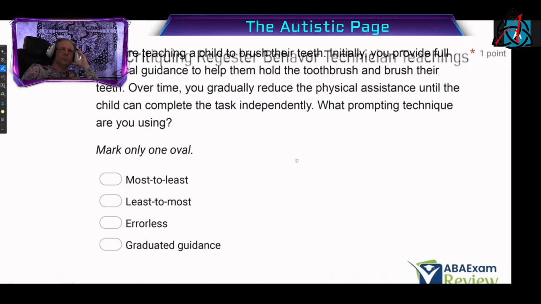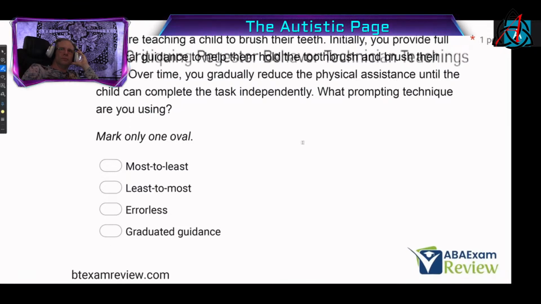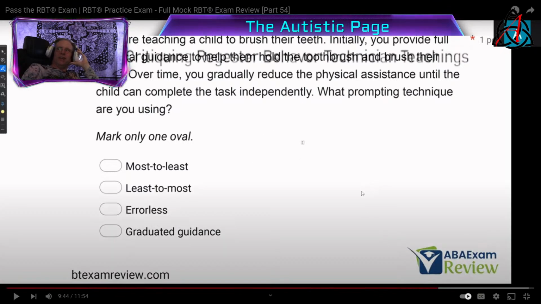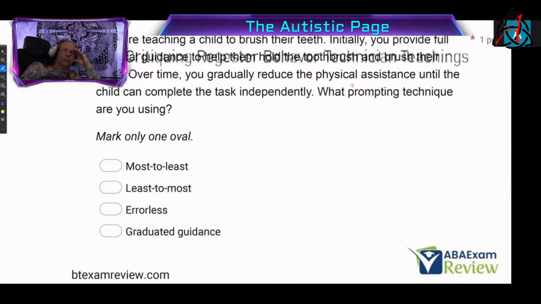You're teaching a child to brush their teeth. Initially, you provide physical guidance to help them hold the toothbrush. Over time, you gradually reduce physical assistance until the child can complete the task independently. What prompting technique are you using?